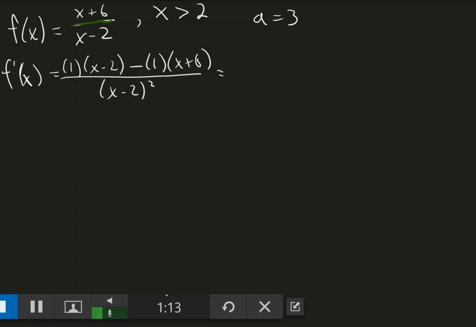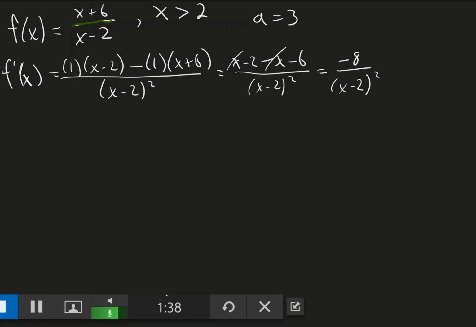If I simplify, this would just be an x minus 2. This would be a minus x plus 6, which would be like a minus x and a minus 6. So those cancel out and go to 0, and we get negative 8 over x minus 2 squared.